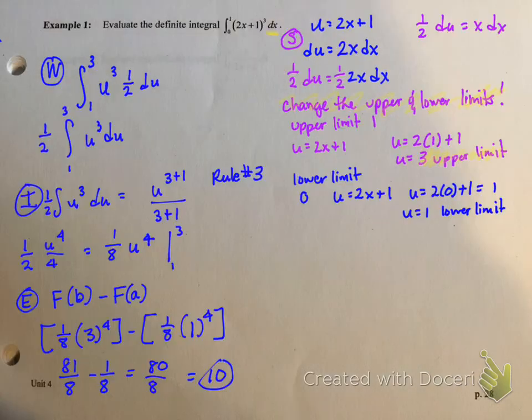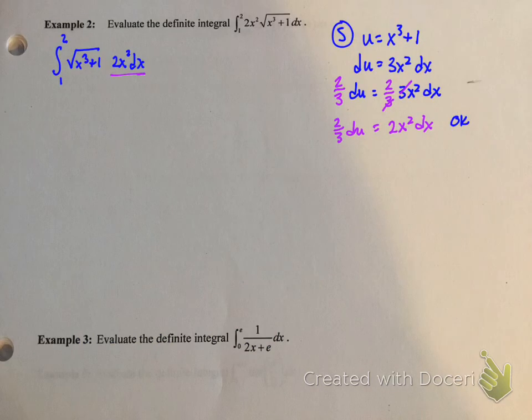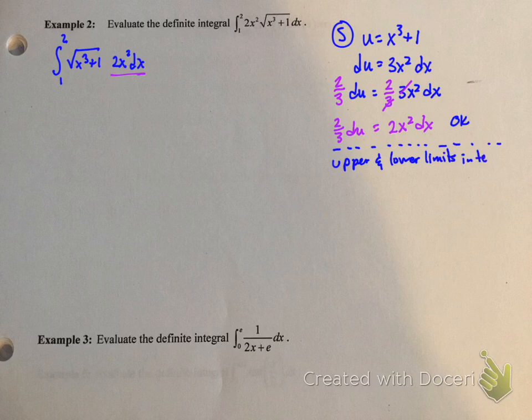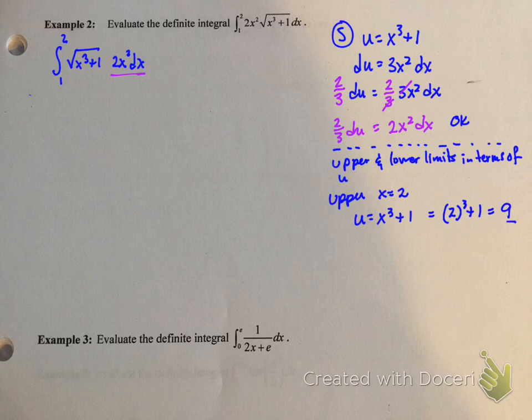So I did a substitution. Now I'm ready to rewrite, with the exception that I have to find my upper and lower limits. So before I rewrite this, I've got to find the upper and lower limits in terms of u, okay? So let's work on the upper limit. The upper limit was given to us as x equals 2. Now remember, I wanted to have it in u. So u equals x cubed plus 1. So I plug it in, 2 cubed plus 1. 2 cubed is 8 plus 1 is 9. And so that's my upper limit.